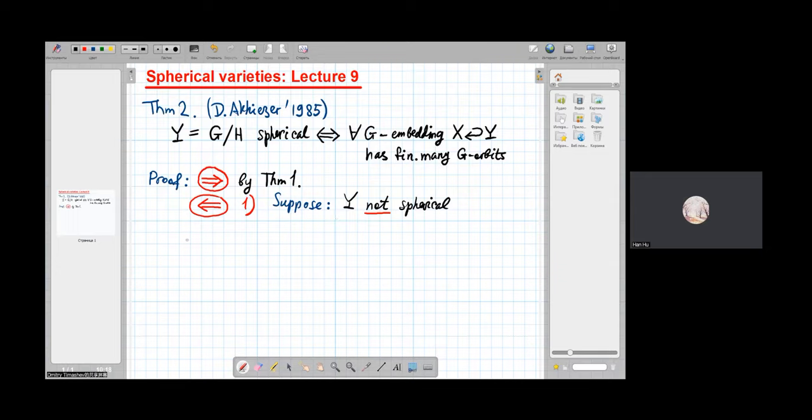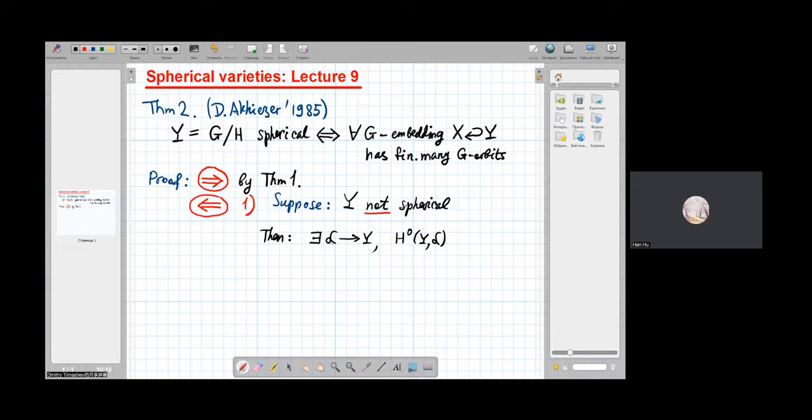Since Y is not spherical, then by one of the equivalent characterizations of sphericality, we have that there exists a line bundle L over Y, such that its space of global sections... The global sections are over Y, not over X. Yes, thank you, you are right. We have no X so far, by the way. So the action of G can be lifted to this line bundle.